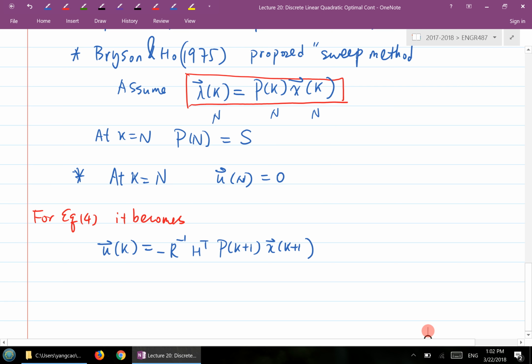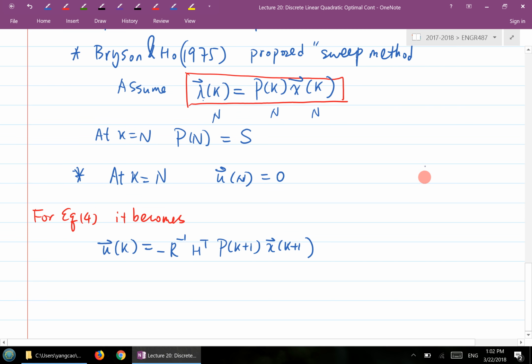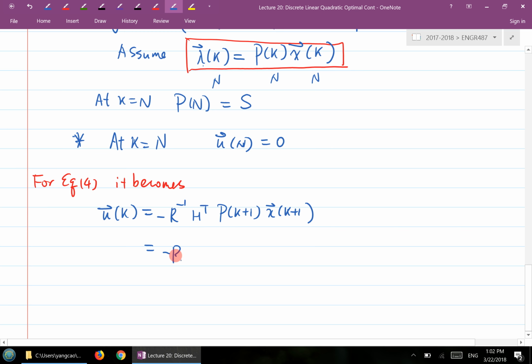That's purely based on the sweep method. You replace lambda k plus 1 with P of k plus 1 times x of k plus 1. And then x of k plus 1, we have it, which is our state equation, or equation number 5. That's your u. Now you see it's very close, we got our x of k showing up in this expression.